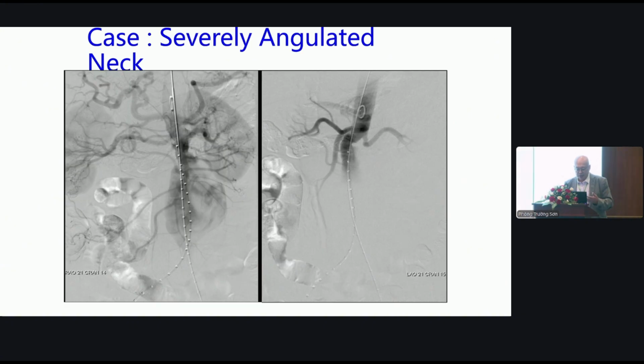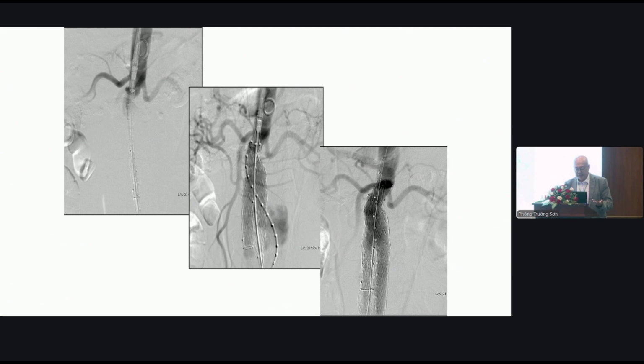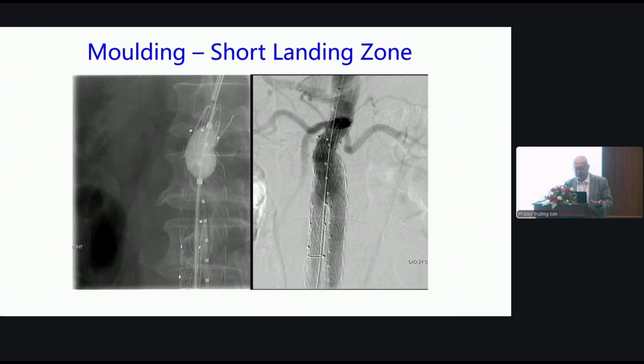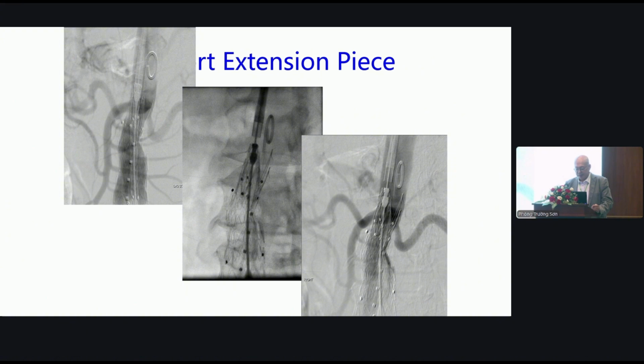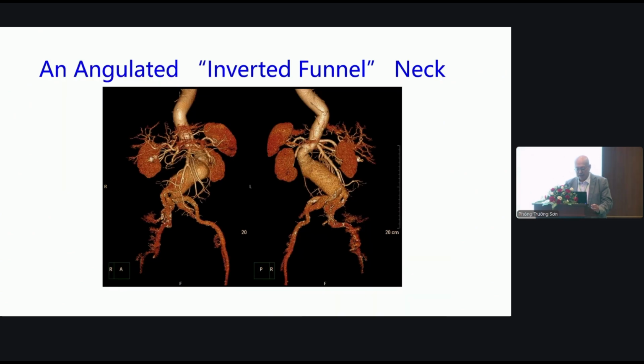So for example, in a severely angulated neck like this, we force a graft up. It looks very good initially, but as you can see, you mold a short landing zone, it works very well. Sometimes you still, after you mold an angulated neck, although it straightens the neck out, you can see a type 1 endoleak posteriorly. And in this sort of cases, where you are landing a little bit short, you try and extend a little bit more with another short cuff, and that usually does the trick.